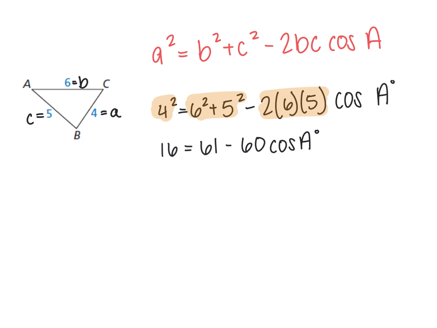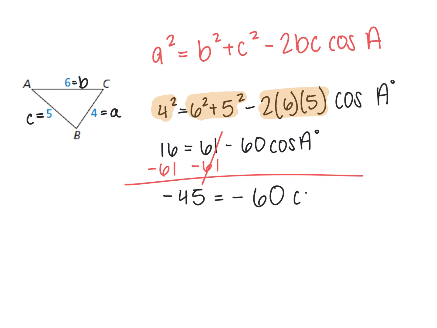What are you talking about? I'm going to get rid of the 61. I'm going to subtract the 61 from these sides. I'm going to get negative 45 equals negative 60 cosine A. Look at the operation here. What operation is this? Negative 60 cosine A. This is multiplication. Negative 60 times cosine A.